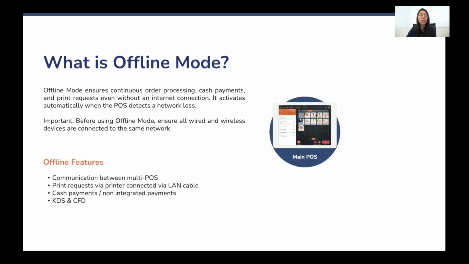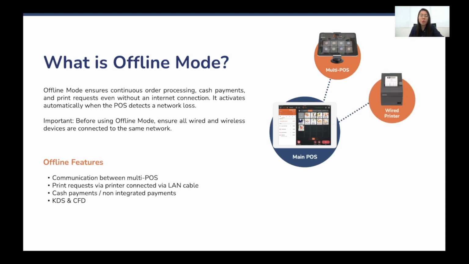During offline mode, if you are using multiple POS devices in your restaurant, there is no need to worry. This is because our intelligent sync feature maintains the communication between them, ensuring that all the orders processed on the primary POS or the secondary POS are reflected on all POS devices. Additionally, print requests sent to printers connected via LAN cable will continue to function, allowing you to print kitchen tickets and receipts, ensuring no orders are missed even during the offline period.